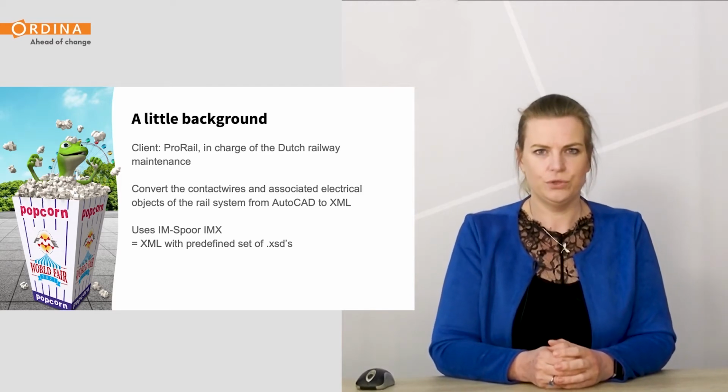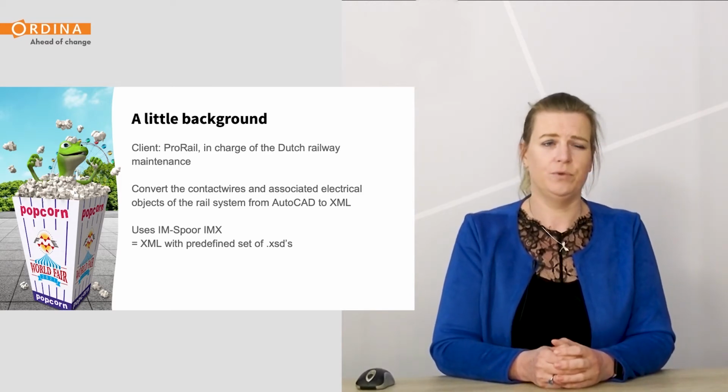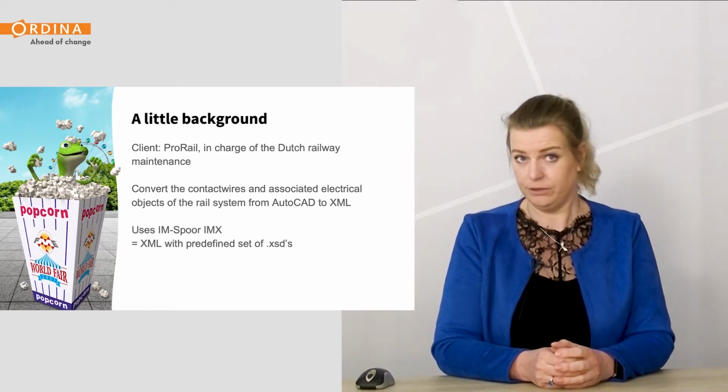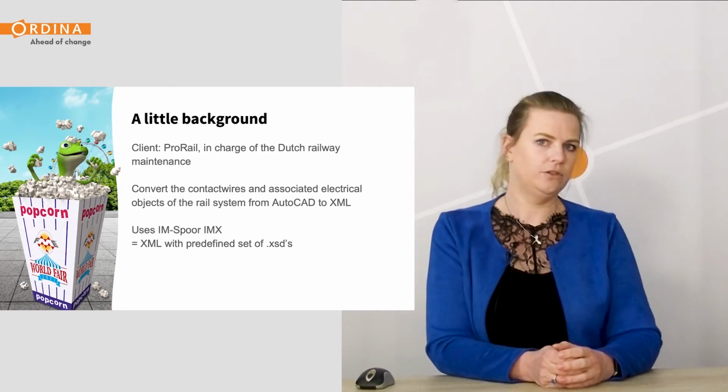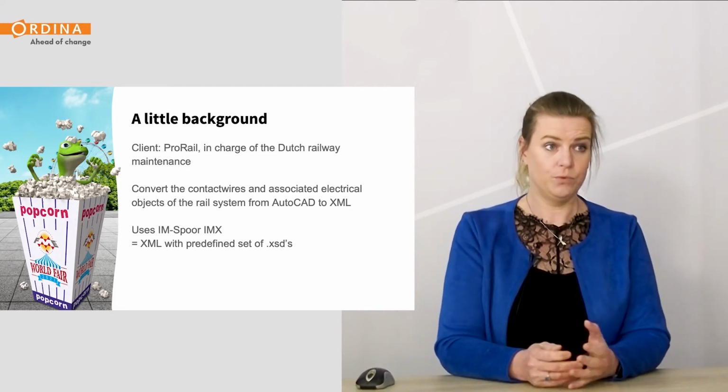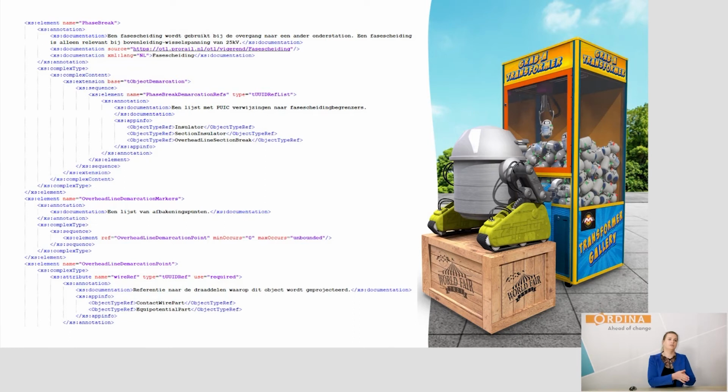The XML uses IMSPOR, which is an information model for rail IMX, and that's basically a predefined set of XSDs for the XML. This is a part of one of those XSDs, in this case for the railway electrification, and it shows you the structure of a phase break and some overhead line demarcation markers.